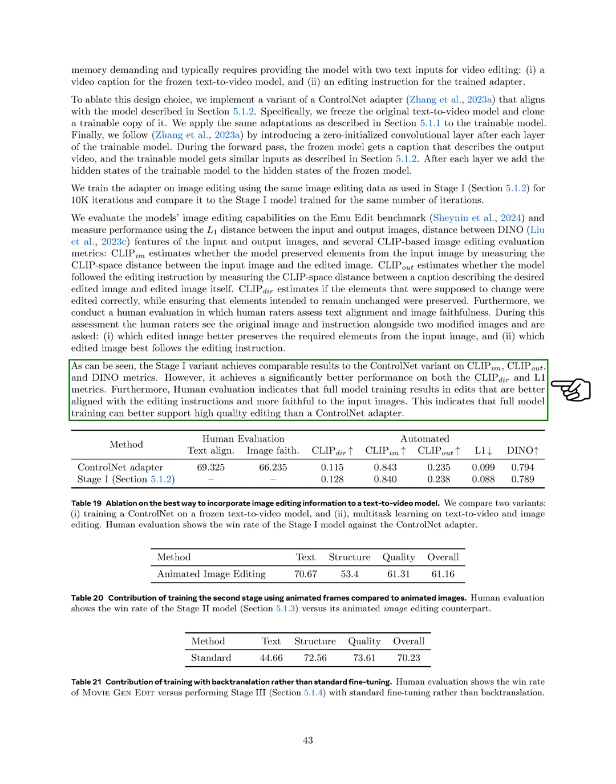Our findings show that the Stage 1 variant performs similarly to the ControlNet variant on some metrics but outperforms it on others. Human evaluations suggest that full model training yields outputs that align better with editing instructions and are more faithful to the input images, indicating that full training supports higher quality editing than the ControlNet adapter.